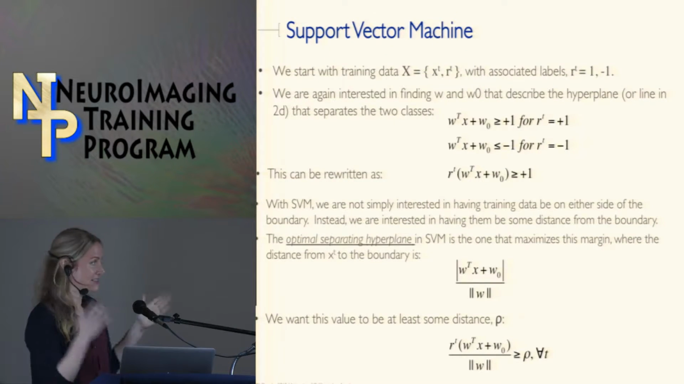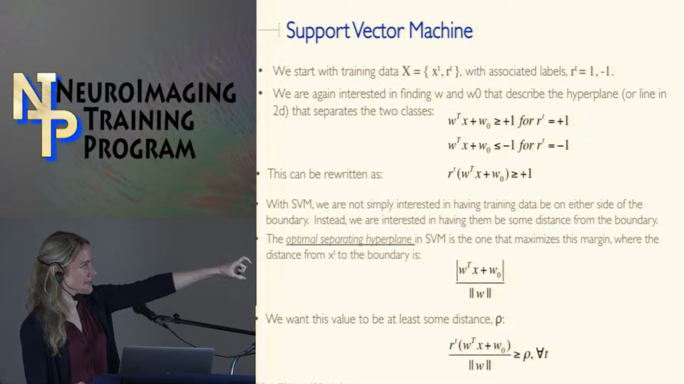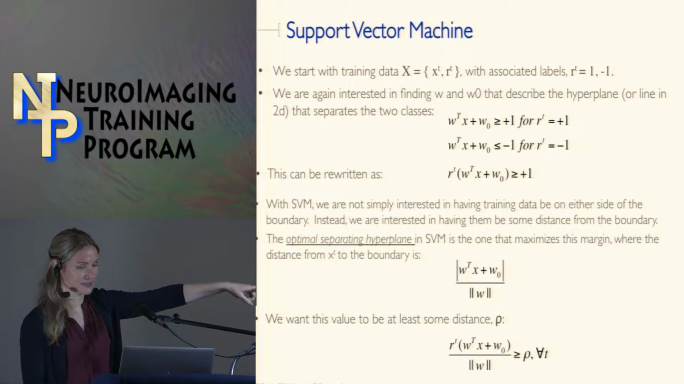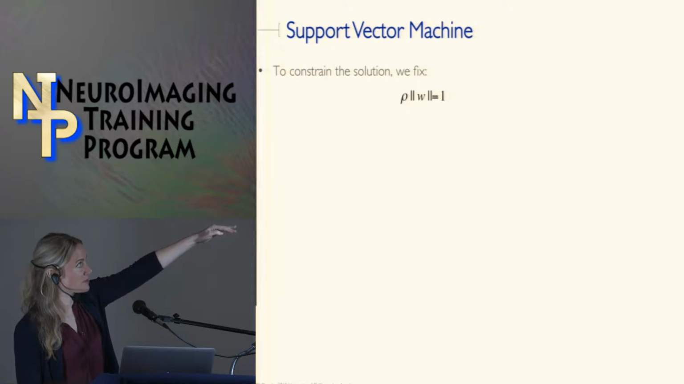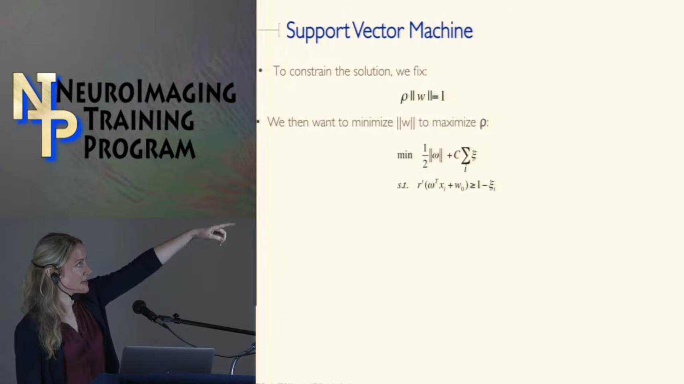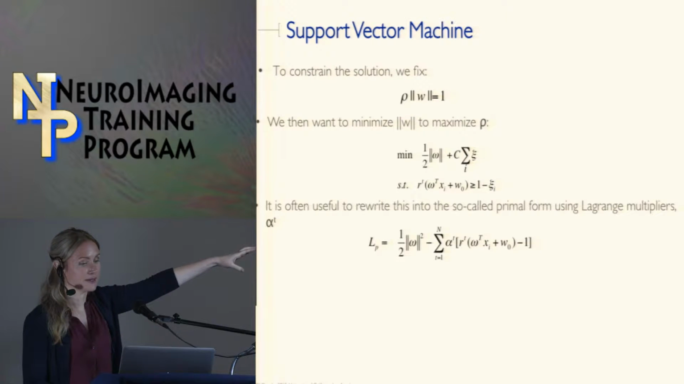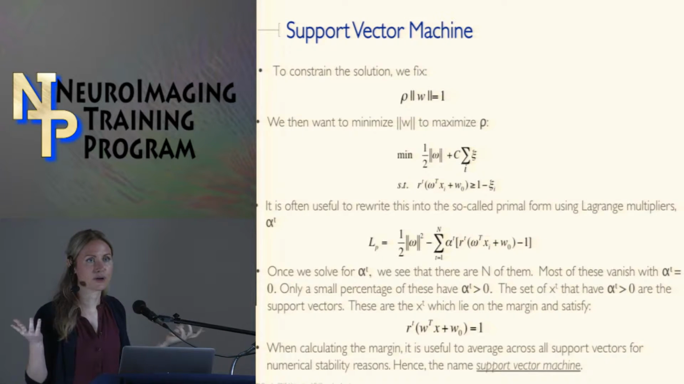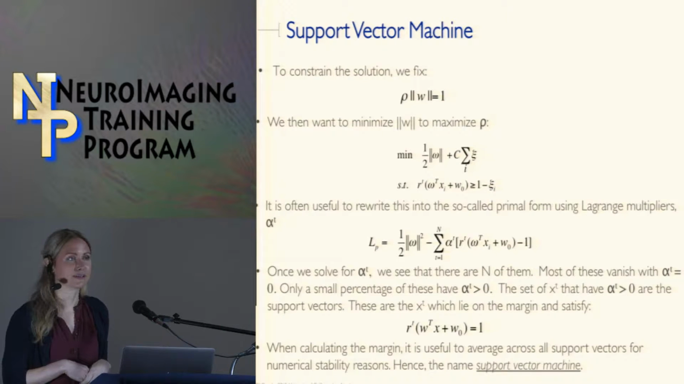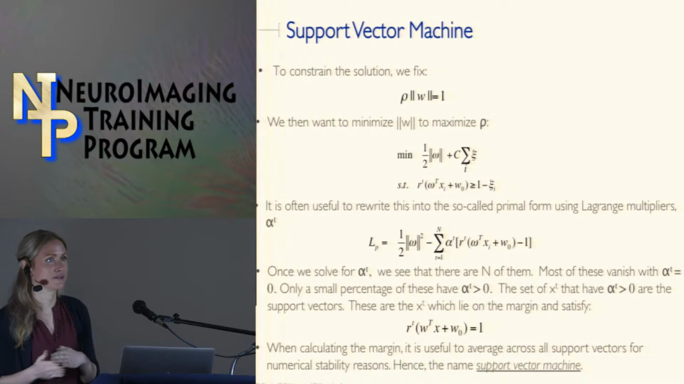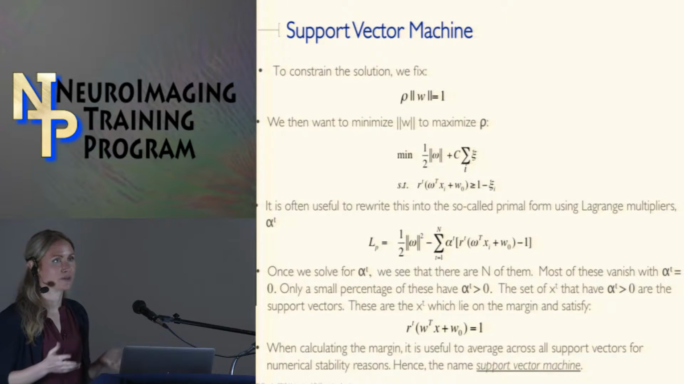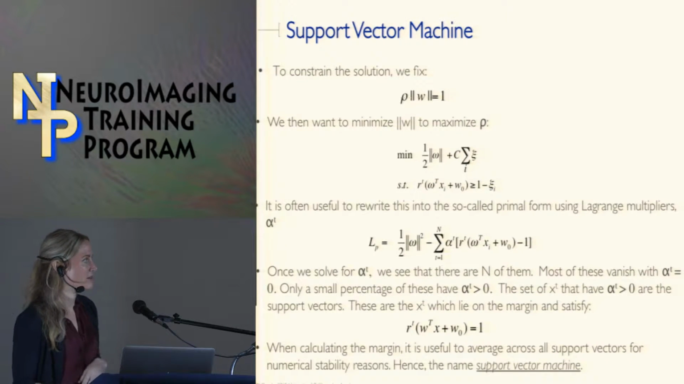But as I said, we're interested in maximizing the distance between the points, and we want it to be some distance. So it's often useful to constrain the problem by setting the distance times the norm of the W vector equal to 1. And then it becomes a Lagrangian problem. You might recall from your calculus that when you're trying to maximize or minimize a function with respect to another function, you can use these Lagrange multipliers, and that's one way to solve this problem.